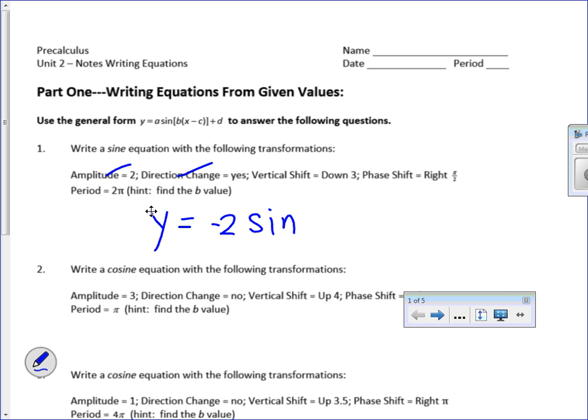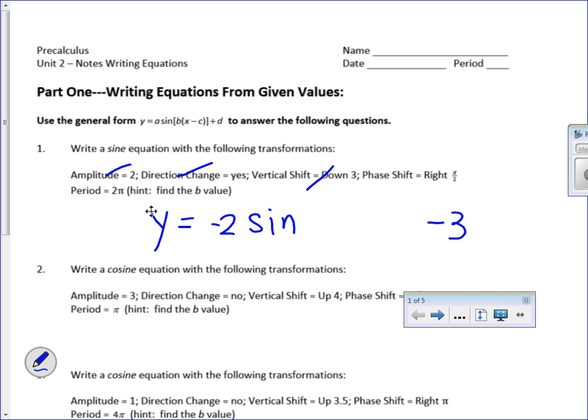Then the next easiest thing to figure out is the vertical shift. Down 3, where does that go? All the way at the end. So leave some space, put -3 all the way at the end. That's probably too much space, but it's okay. So I just did vertical shift.